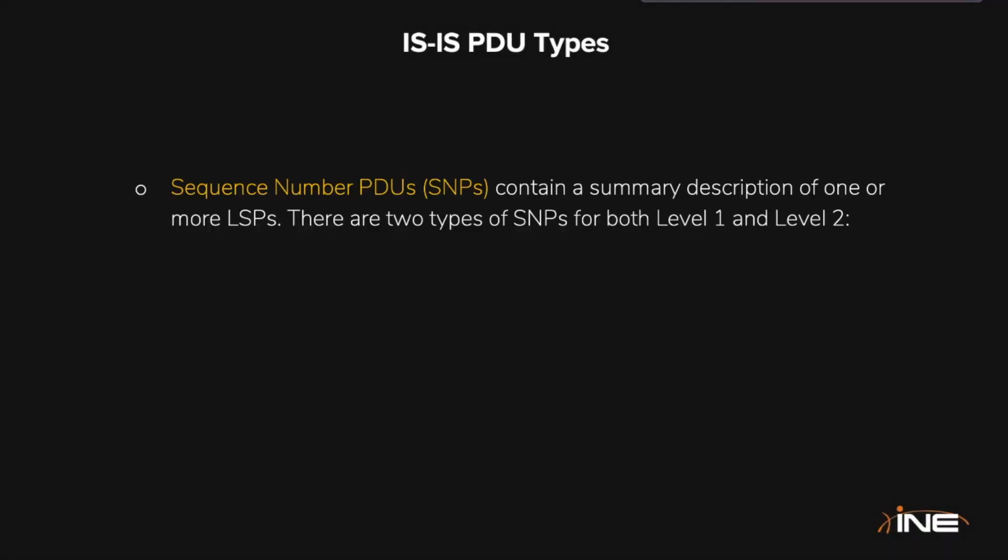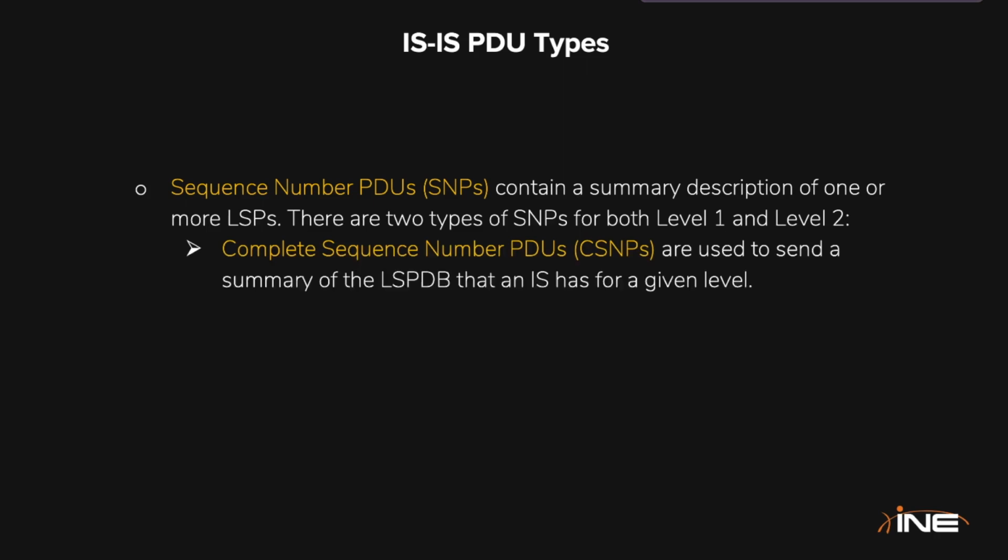The next type of PDU is the sequence number PDUs. This basically contains a summary description of one or more LSPs. There are two types of sequence number PDUs for both level 1 and level 2. The first one is complete sequence number PDUs. These are used to send a summary of an LSP database for a specific given level.